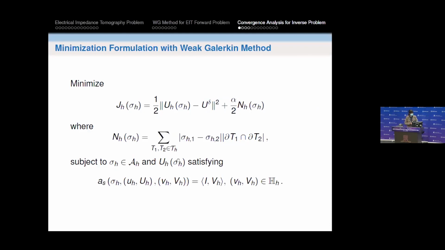Finally, we can present the convergence analysis of the minimization algorithm I just mentioned. So this is the discrete version of that J. We use this u_h, sigma_h solved from the weak Galerkin formulation. And this is the discrete form of the BV functional I just mentioned.